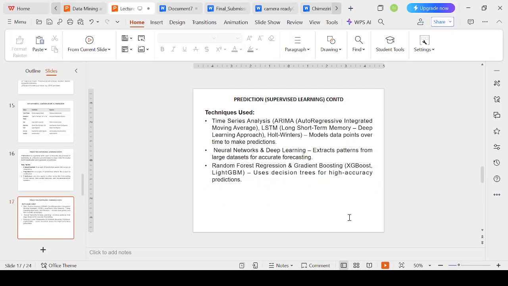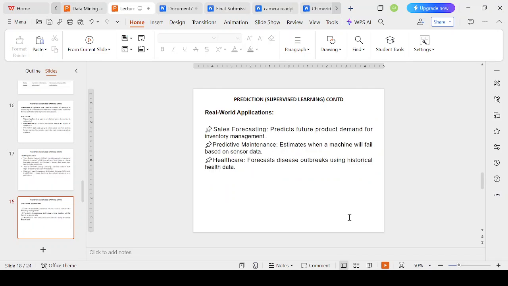These are the techniques they use for other areas. For time series analysis, ARIMA, the autoregressive integrated moving average, is used a lot in statistics and mathematics. Long short-term memory, a deep learning approach, models data points over time to make predictions. Neural networks and deep learning can also be used in time series analysis. Random forest and gradient boosting, XGBoost, LightGBM, all use decision trees for high accuracy prediction.